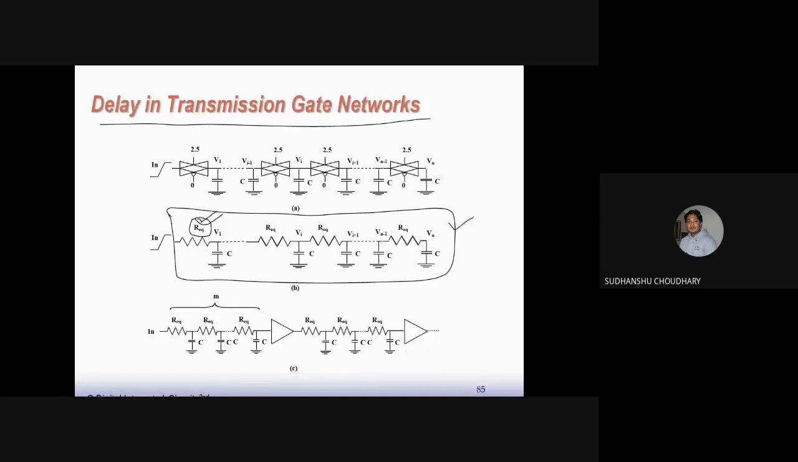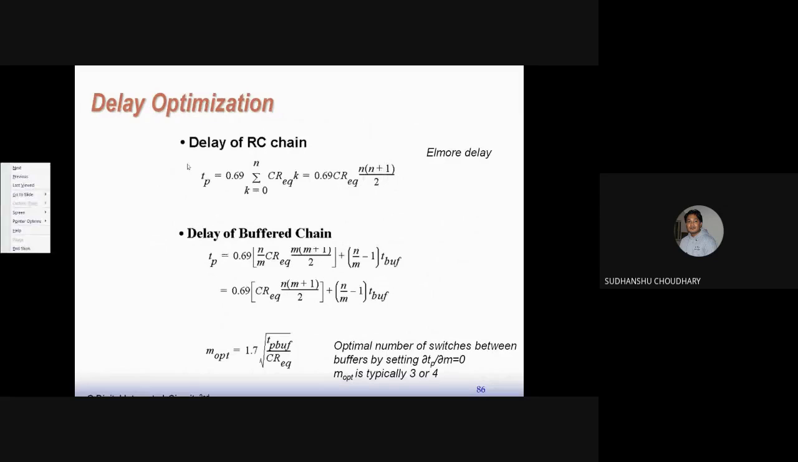Then one can also think of inserting buffers in between chains of transmission gates. So now one can also arrive at the formula for the optimum number of buffers, that is, after how many stages of transmission gates the buffer should appear. Similar to what we had done for the inverter chain, that can also be done for a transmission gate chain.